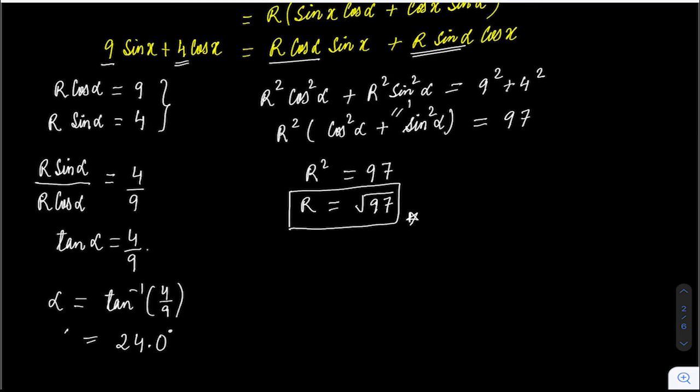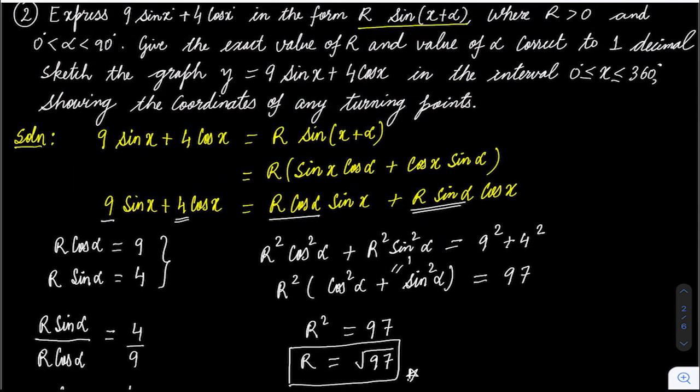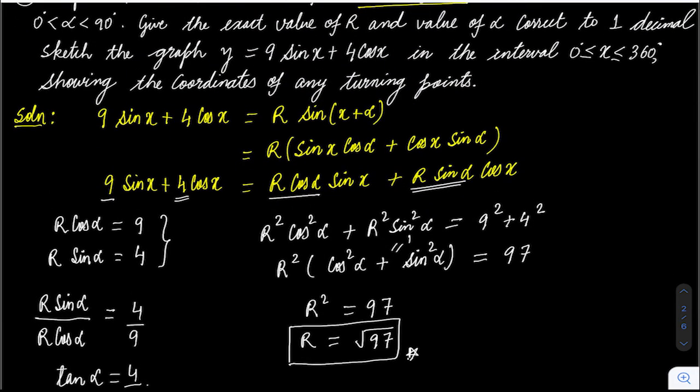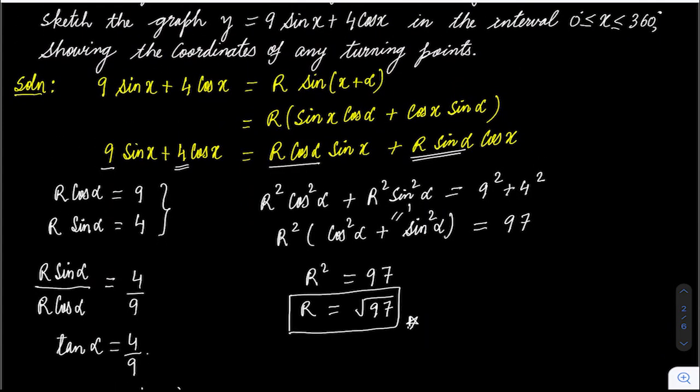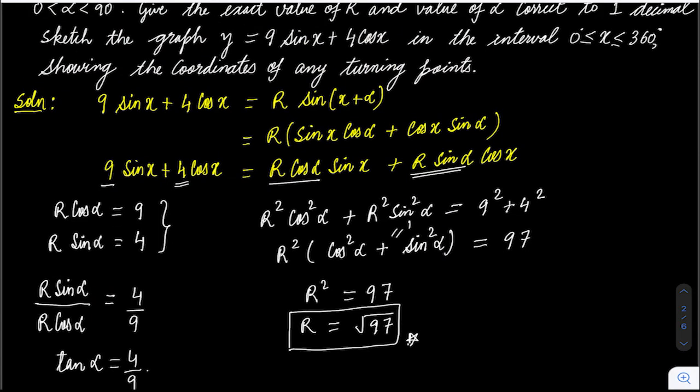24.0 degree, correct to 1 decimal place. Okay, so now I have my alpha value. Now I have my r value. So that's one part they are asking: give the exact value of r. That is square root of 97. Alpha correct to 1 decimal place is 24.0 degrees. Next, sketch the graph of 9 sin x plus 4 cos x.